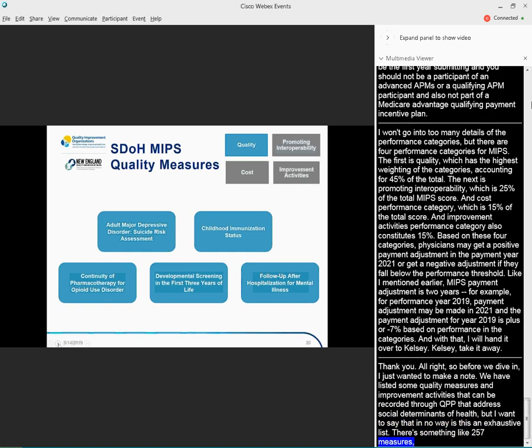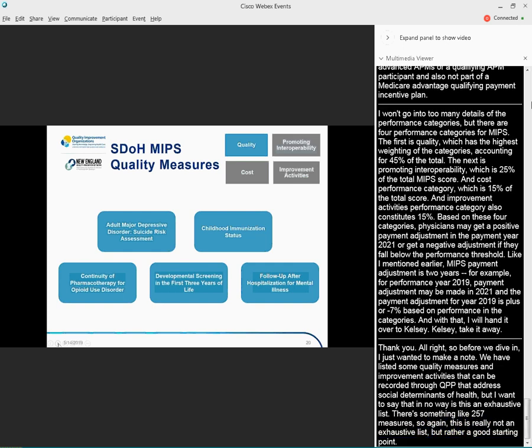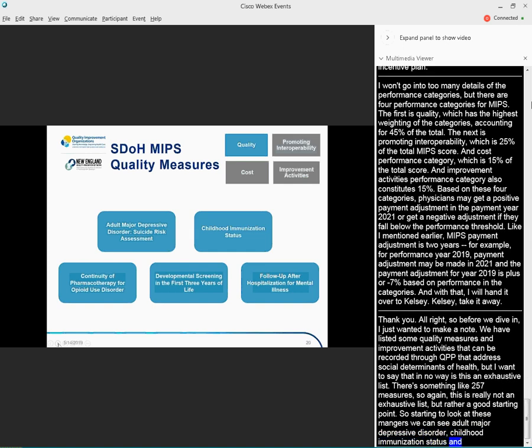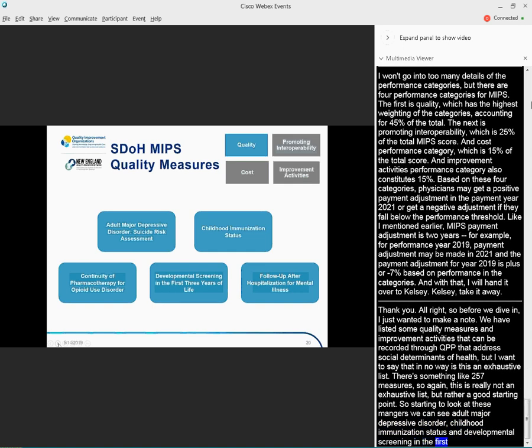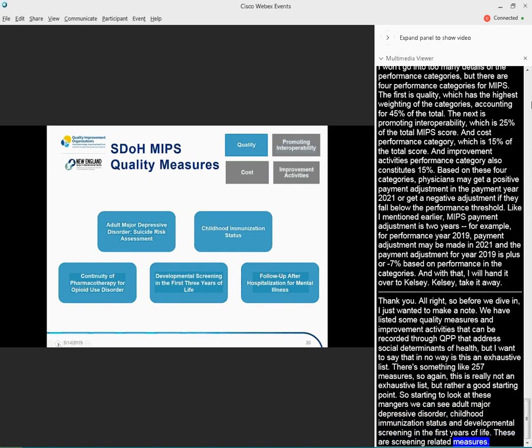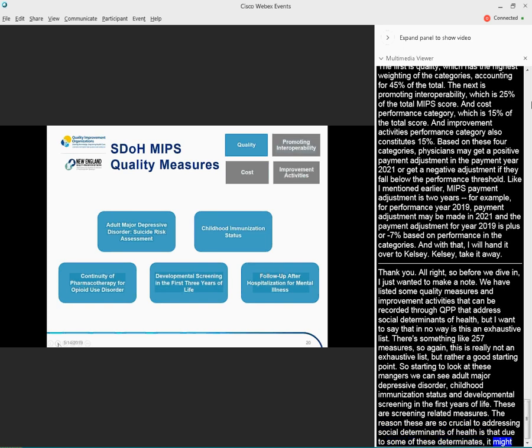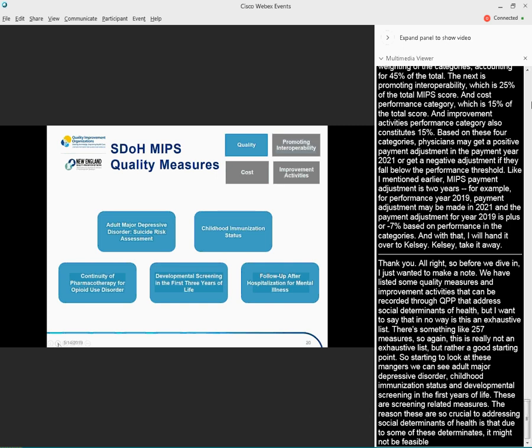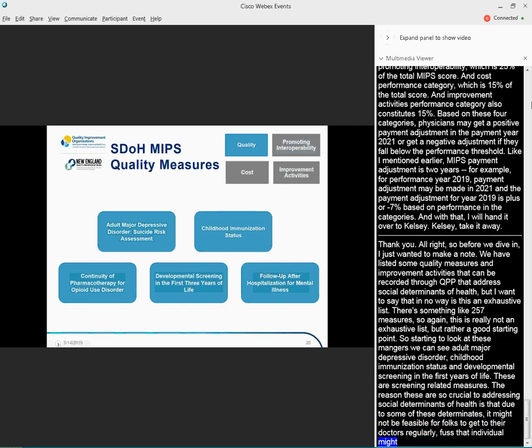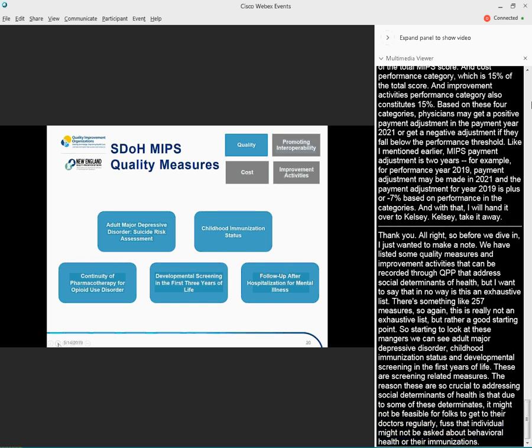So starting to look at these measures, you can see adult major depressive disorder, childhood immunization status, and developmental screening in the first 3 years of life. These are all screening-related measures. The reason that these are so crucial to addressing social determinants of health is that, due to some of these determinants, it might not be feasible for folks to get to their doctors regularly. Thus, that individual might not be asked about behavioral health or asked about their immunizations. So checking off these boxes is really important for addressing social determinants of health.